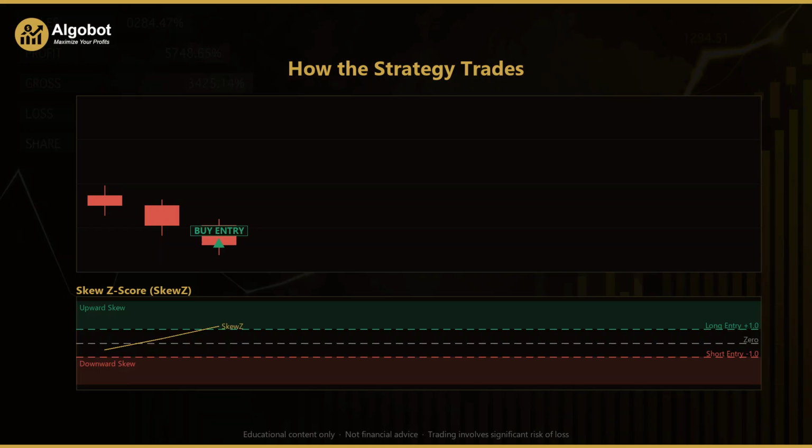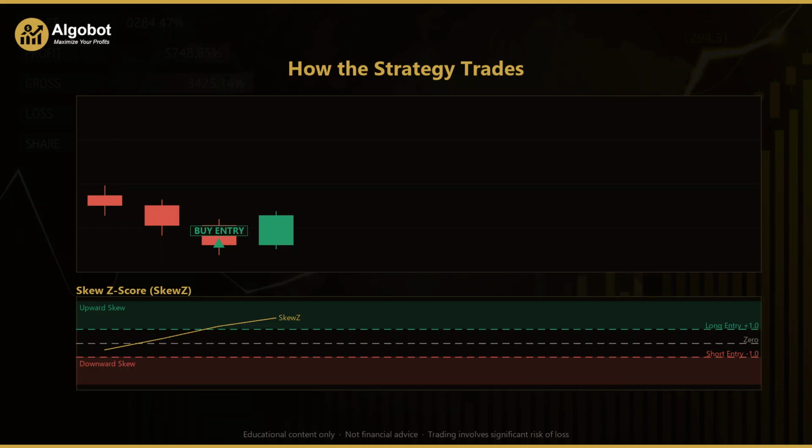Look at the opening candles on the left. Price is drifting lower, a few small red candles pulling down toward a fresh low. On the surface, this looks weak. But watch the panel underneath. While price is grinding down, the SkewZ score is actually climbing. That is the whole idea.